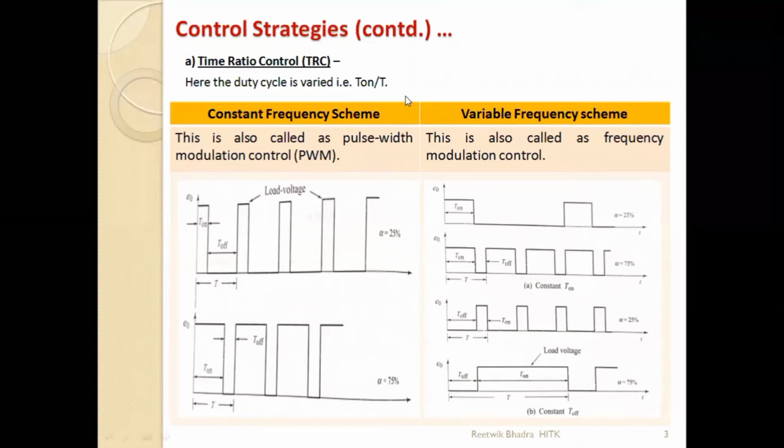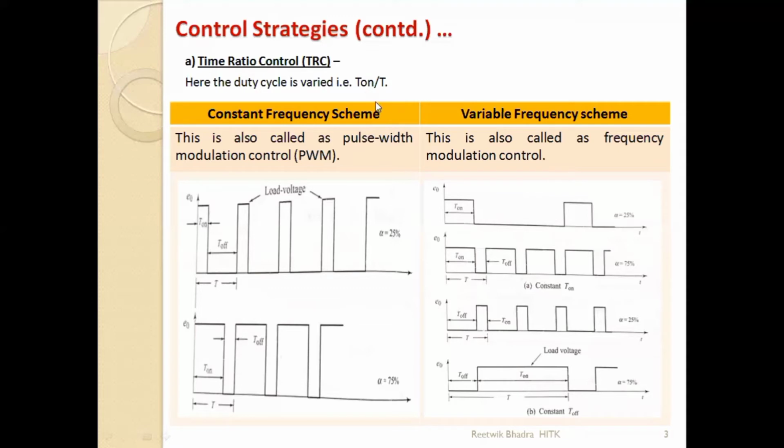Now if you see the equation over here, T on by T, so there is T on into 1 by T, and 1 by T is nothing but your frequency. So if you change this capital T, your frequency will change. If you keep this capital T constant, then your frequency will remain constant. That is why we describe it as a constant frequency scheme when my time period is kept constant, so my frequency will be kept constant. And the second is the variable frequency scheme, where you are changing your value of T.